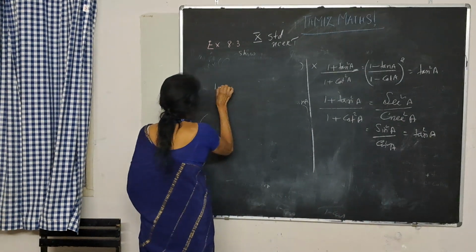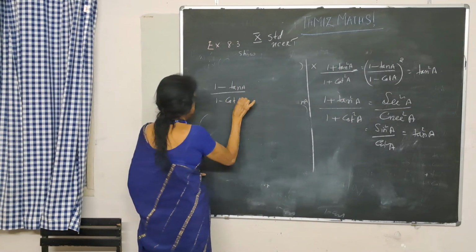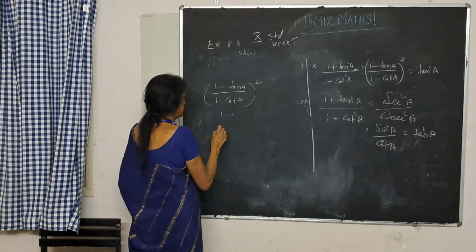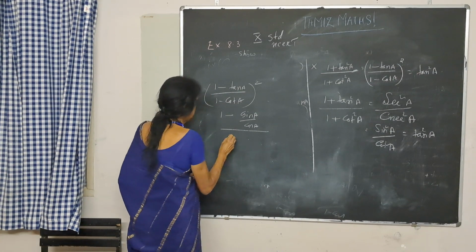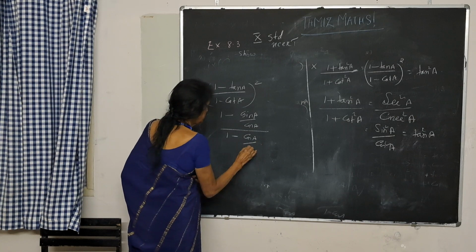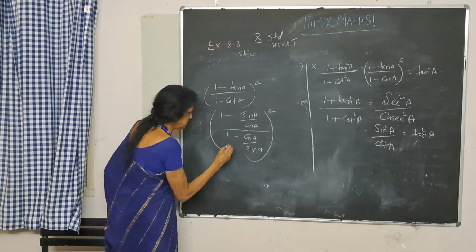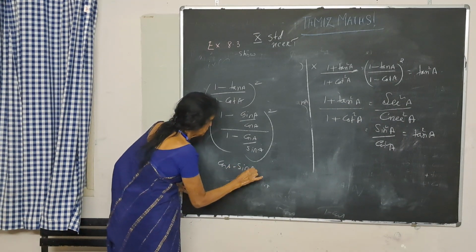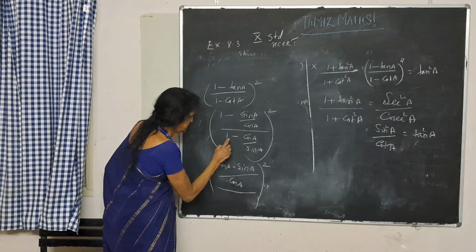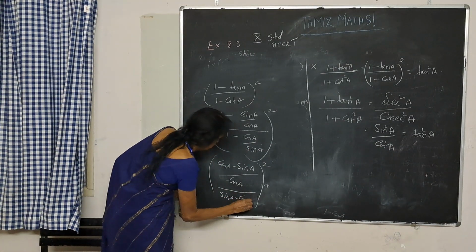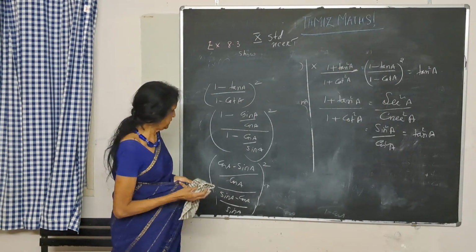Next, I have to show (1 minus tan A) by (1 minus cot A), whole square, is also the same. This could be written as 1 minus sin A by cos A, by 1 minus cos A by sin A, whole square. Now this will be cos A minus sin A by cos A, take LCM, whole square, by sin A minus cos A by sin A, whole square. I will write it separately afterwards. Okay, there's a whole square here. So this will be the numerator square by the denominator square.